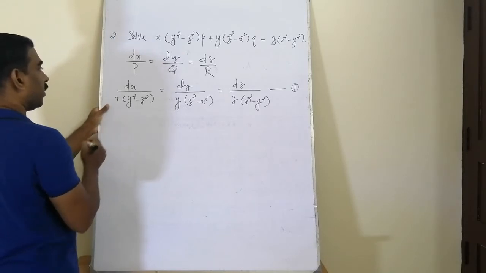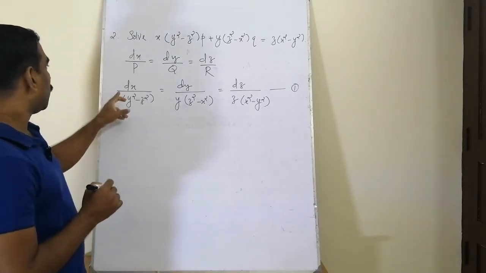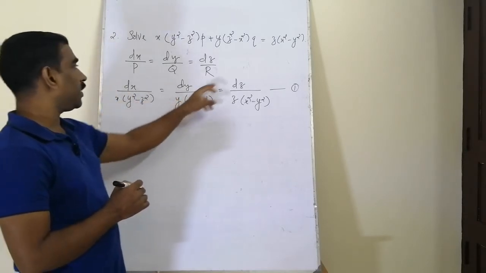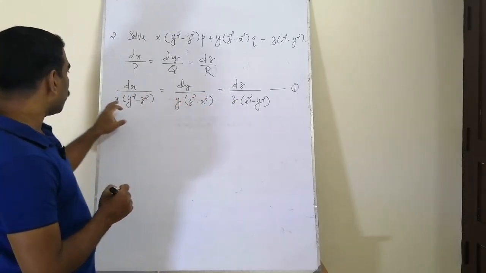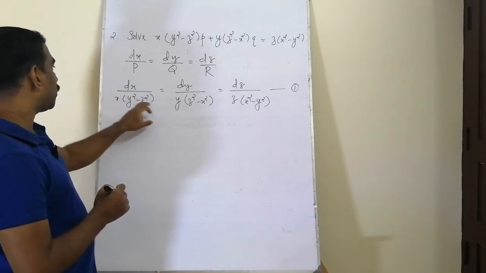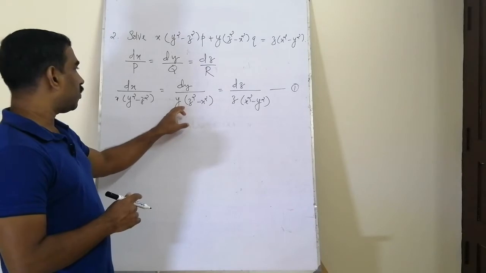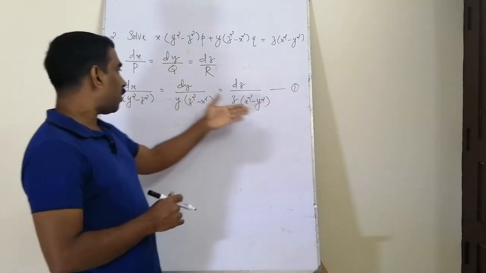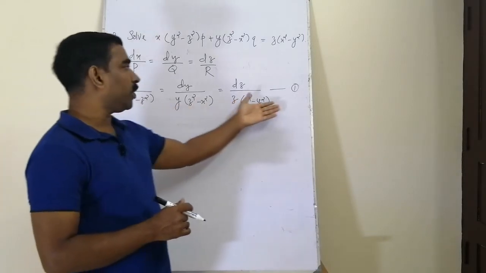Here we choose the multipliers as follows: suppose we multiply the first expression with x, the second with y, and the third with z, and add together. We get in the denominator of the fourth ratio x²(y² − z²) + y²(z² − x²) + z²(x² − y²), and on addition we can see that all these denominators go to 0.